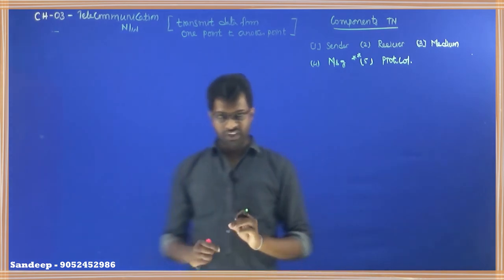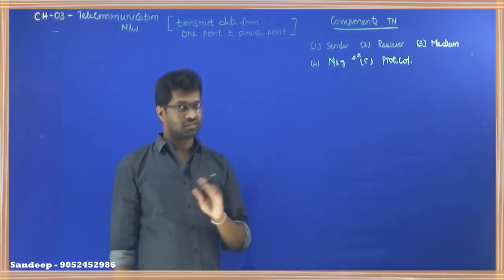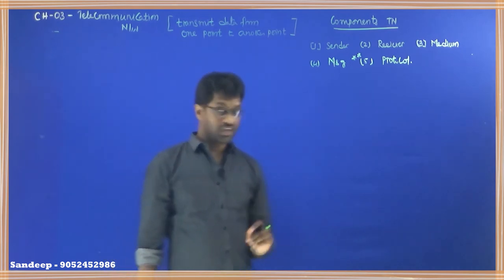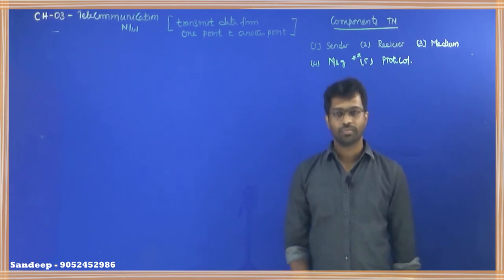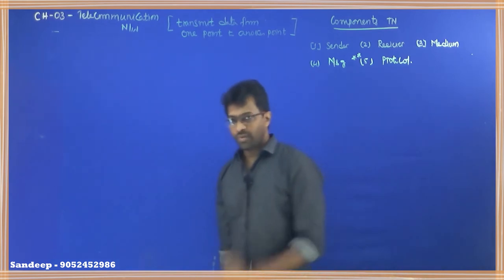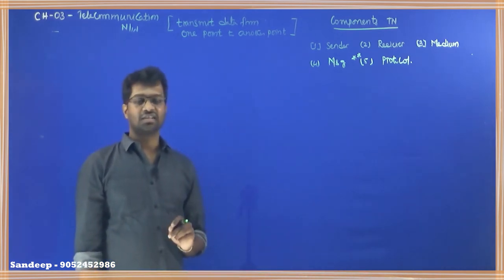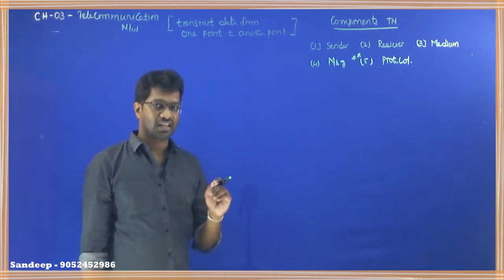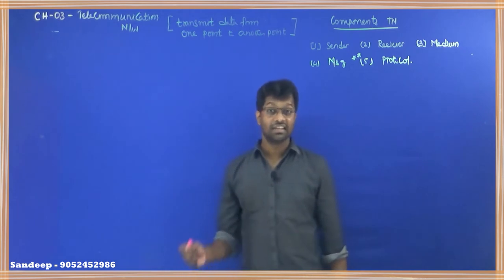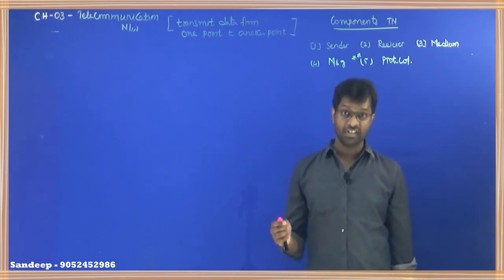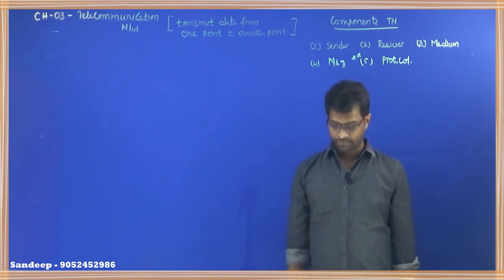So, what is the first component? Sender. What is the second component? Receiver. What is the third component? Medium. What is the fourth component? Message. What is the fifth component? Protocol, okay. Now, what do you mean by sender? Sender is nothing but a device which transmits a message is called as a sender.